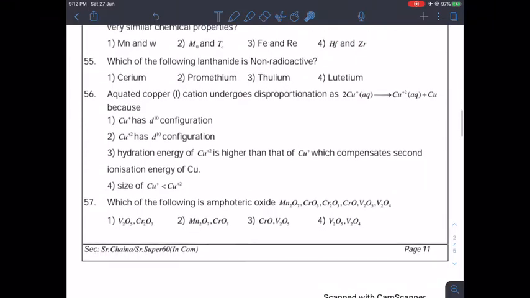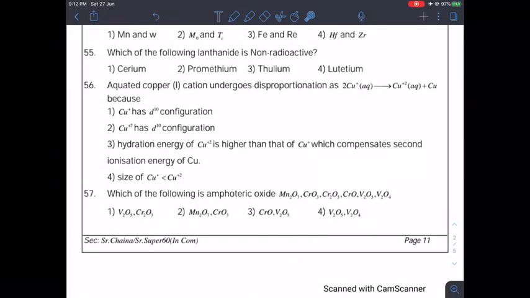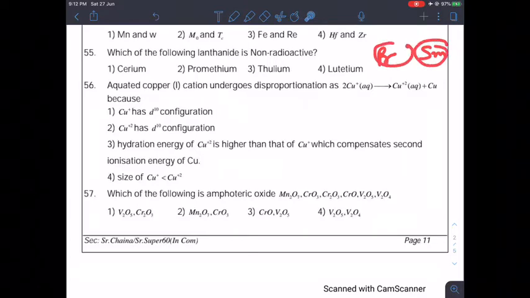Now moving to the next question, 55. Which of the following lanthanoids is non-radioactive? Guys, I think there is a mistake in this question, because if you talk about non-radioactive, apart from two elements, promethium and samarium, all the remaining ones are non-radioactive. So rather than asking non-radioactive, here it should be radioactive. So which of the following is radioactive? The answer will be promethium.